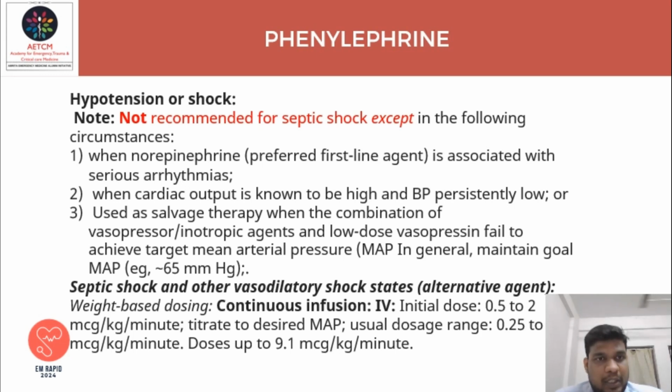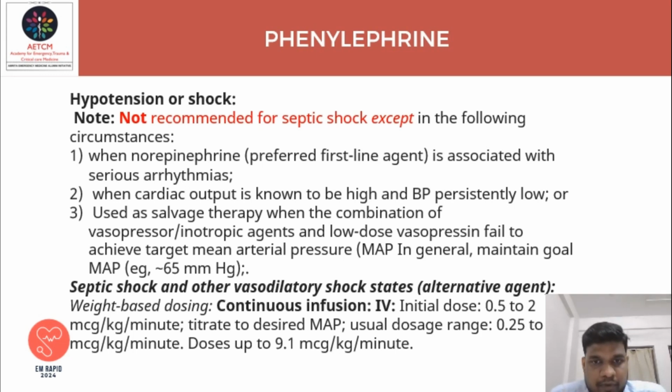Phenylephrine we can use in hypotension or shock, but it is not recommended for septic shock except in the following circumstances. One is when norepinephrine is associated with serious arrhythmias. The next one is when cardiac output is known to be high and BP is persistently low. Or we can use it as salvage therapy when the combination of vasopressors or inotropic agents and low-dose vasopressors fail to achieve a target MAP of more than 65 millimeters of mercury. In these three conditions, we can use phenylephrine in hypotension or shock.